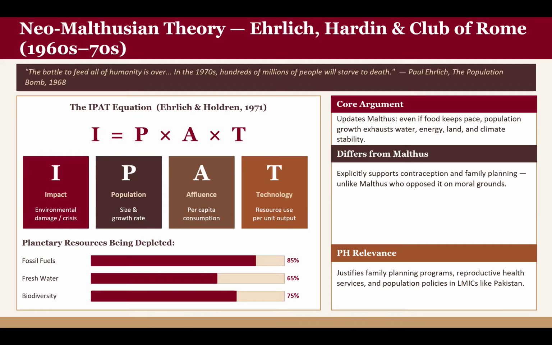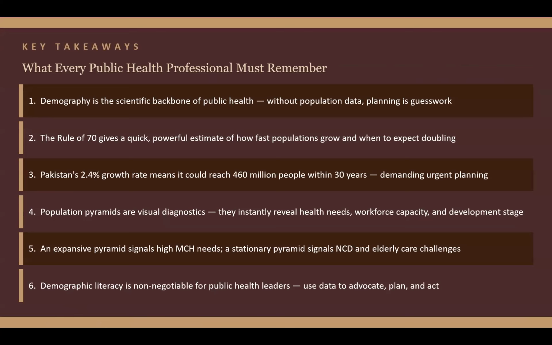And the public health relevance was that it justifies family planning programs, reproductive health services, and population policies in lower middle income countries like Pakistan. So this was the equation which was given, the IPAT. I is equal to impact, P is equal to population, A is affluence, per capita consumption, and T is the technology, which is the resource used per unit output.